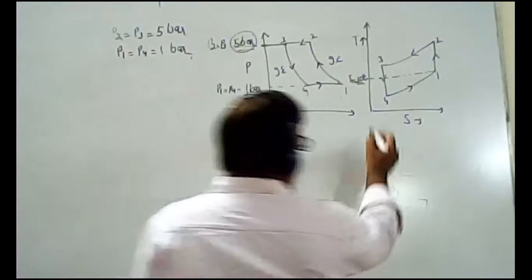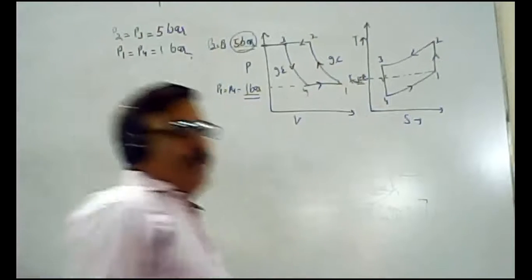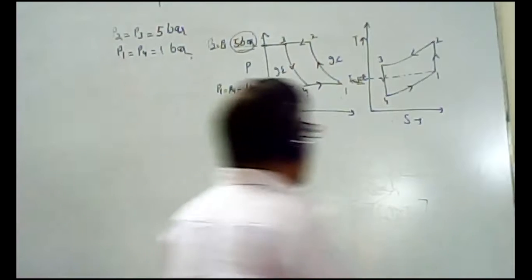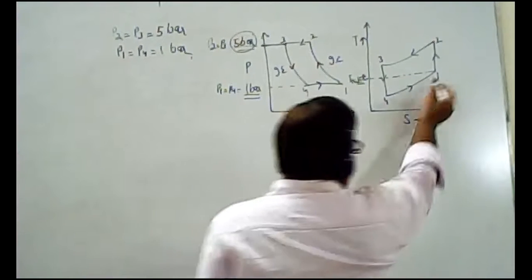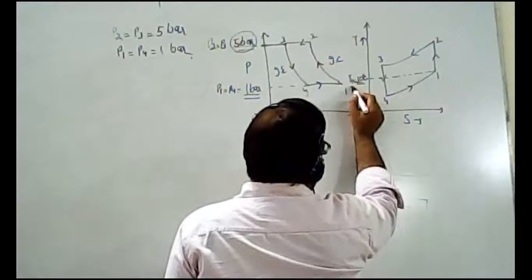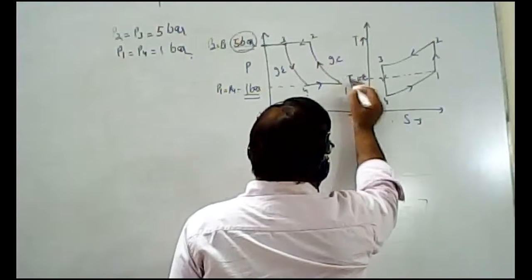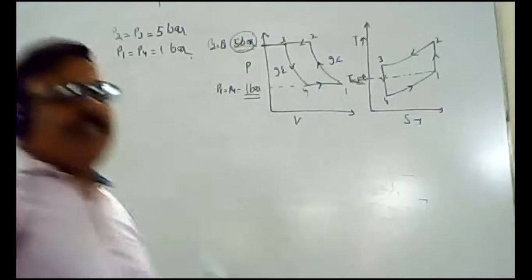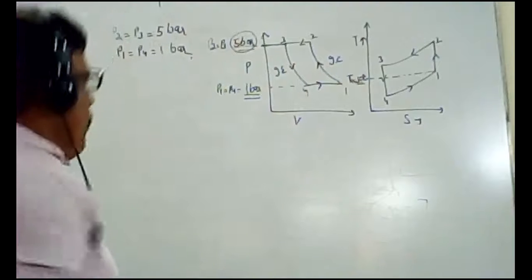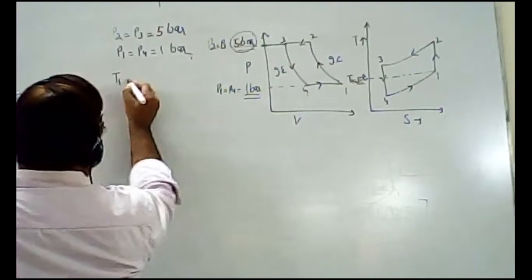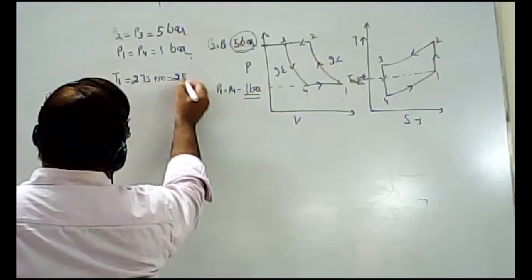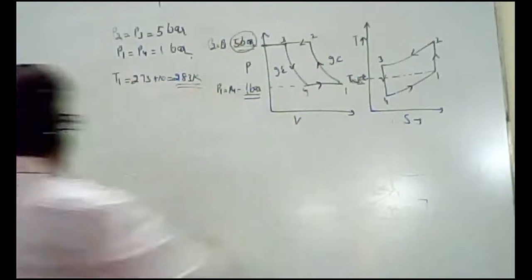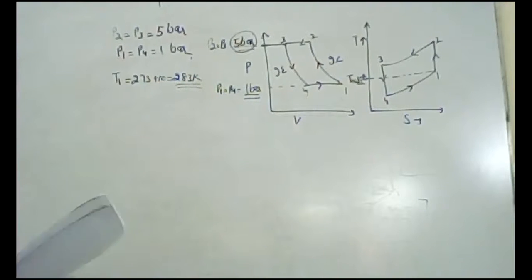Next, from the temperature and entropy diagram, look here. The initial temperature given is 10 degrees centigrade, so I will take it at point 1. The temperature T1 is equal to 10 degrees centigrade, and now you have to convert this into Kelvin: 273 plus 10 is equal to 283 Kelvin. Okay, now what is given next?